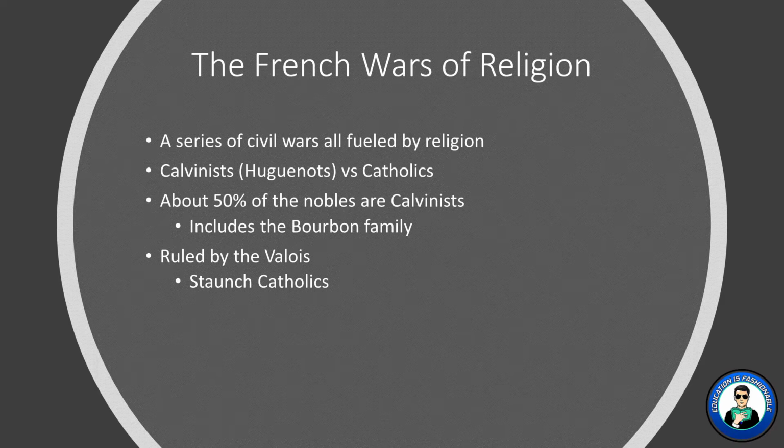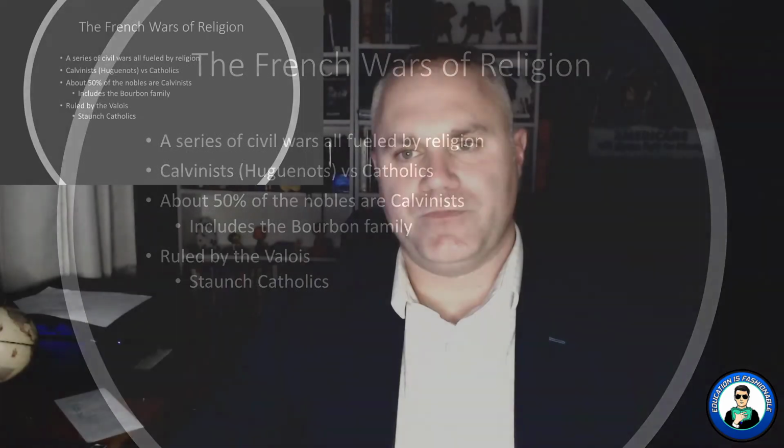Okay, basically it's a series of civil wars fueled by religion. You have two groups here that we're mainly focusing on: the Calvinists, which we're going to refer to as the Huguenots, and the Catholics. Now, some of the things that you need to know for background is about 50% of the nobles are Calvinists, and this includes the Bourbon family, which we're going to focus on Henry of Navarre. I often refer to him as Captain Flip-Flop because you'll see how he flip-flops his religions very soon.